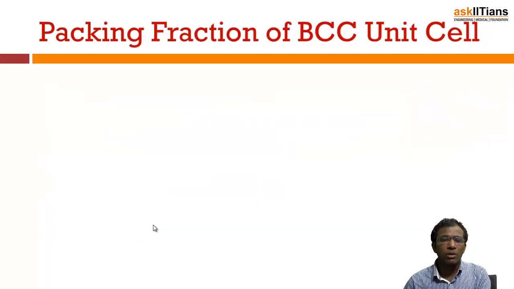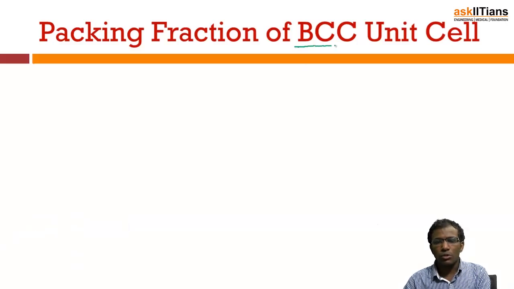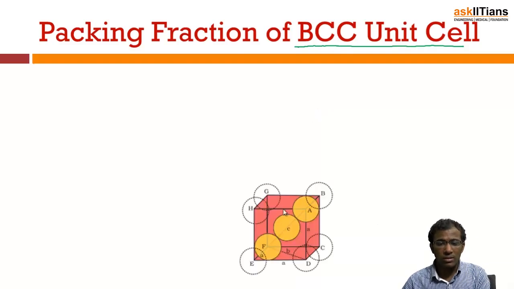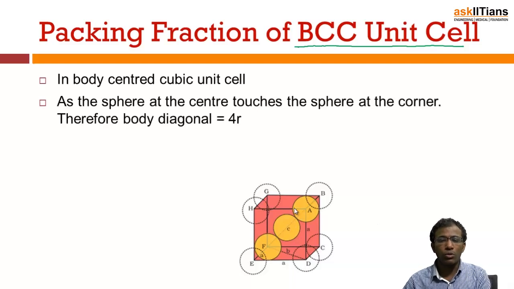Okay. So let's calculate the packing fraction of the next close packed structure, that is the body centered cubic structure, BCC. So we know that the BCC unit cell packing fraction is 68%. So let's see how we got that 68% as the packing fraction. Okay, this is the unit cell of BCC. So in a body centered cubic unit cell, you can see the spheres that touch along the body diagonal. This is one important point that you have to understand here.